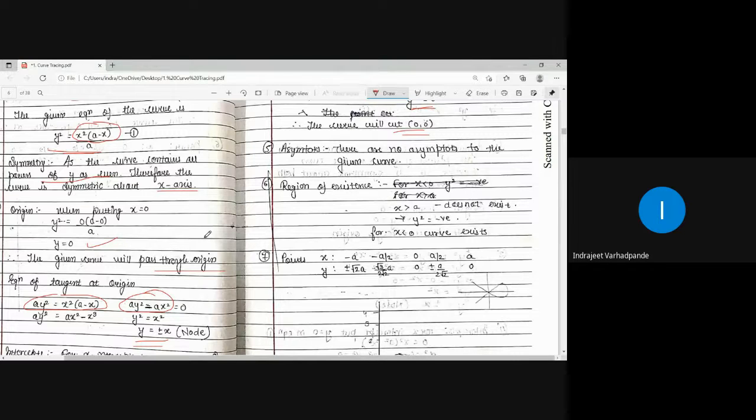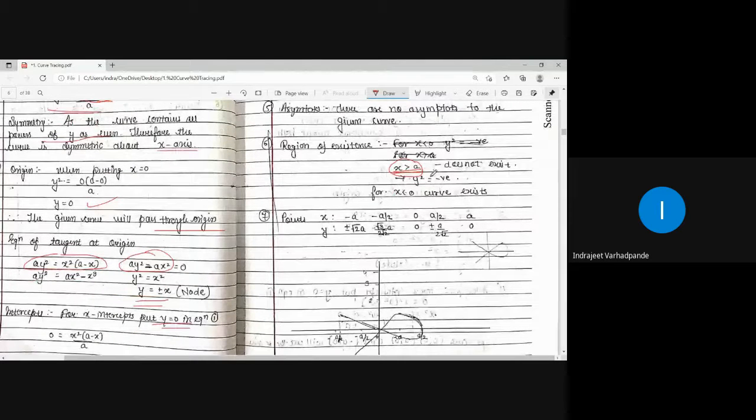How to get the region of existence? If the value of x is greater than a, then the term will become negative, and for those negative values y will be having imaginary roots, right? So therefore for x greater than a, because it is a minus x, if x is greater than a, obviously the term will be negative. 2 minus 3 is minus 1, so obviously the term will be negative, and y square equal to a negative means y is imaginary. Therefore the curve does not exist for x greater than a, it is existing for the negative values as well, right?